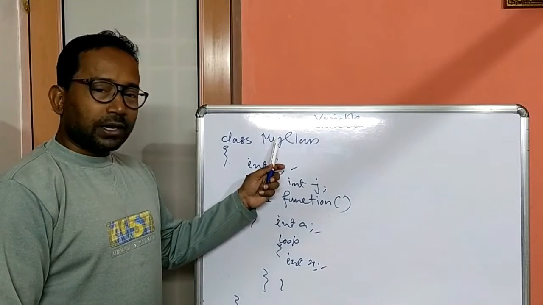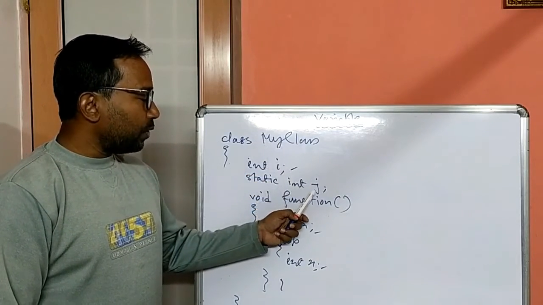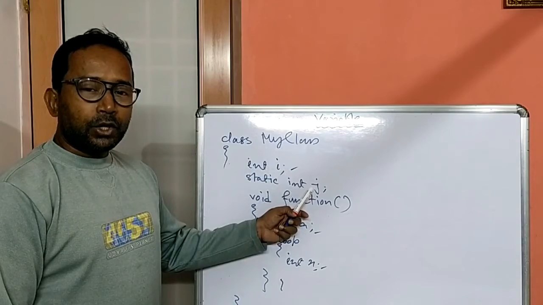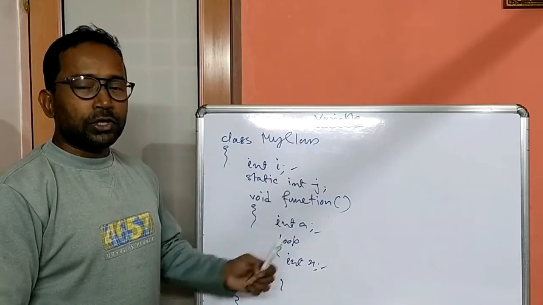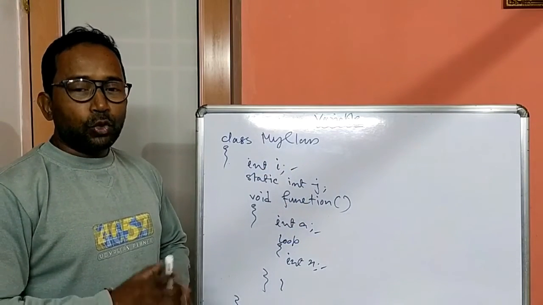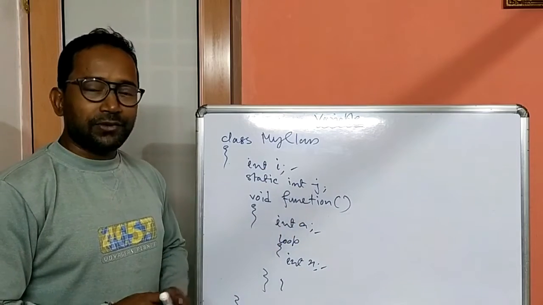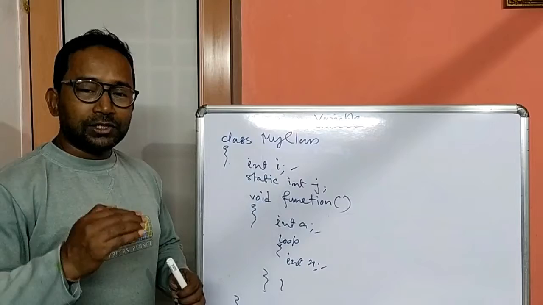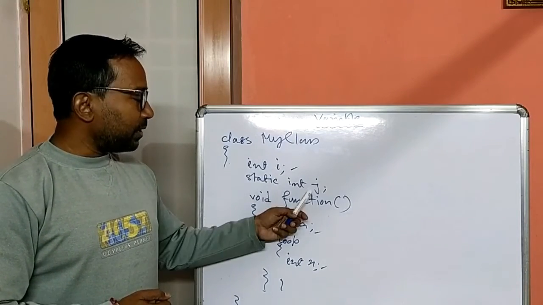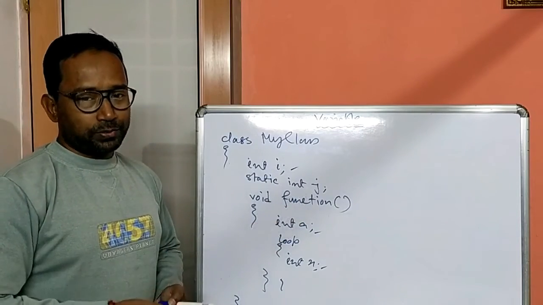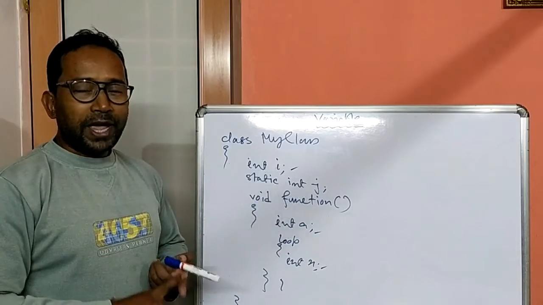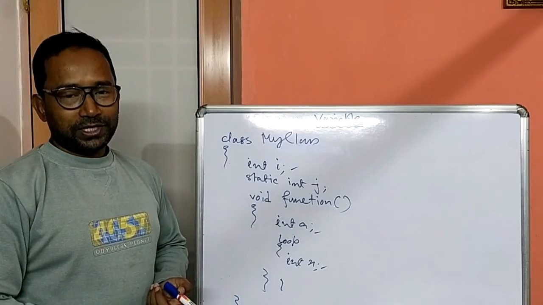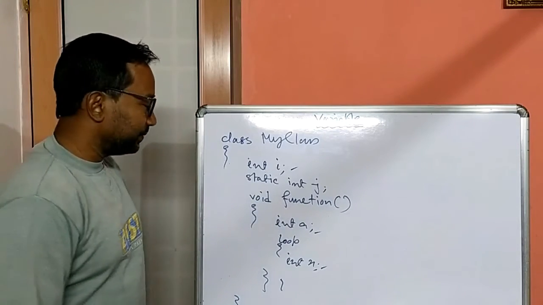That means when the class is in execution, for that class, one copy of this variable will be created, which can be accessed by the class as well as all its objects. It means no need to create any object to access this j variable, because this is a static variable. Static means it is the class's own variable. So this variable can be shared by the class and all its objects, whereas this variable will be accessed by individual objects. Understood?